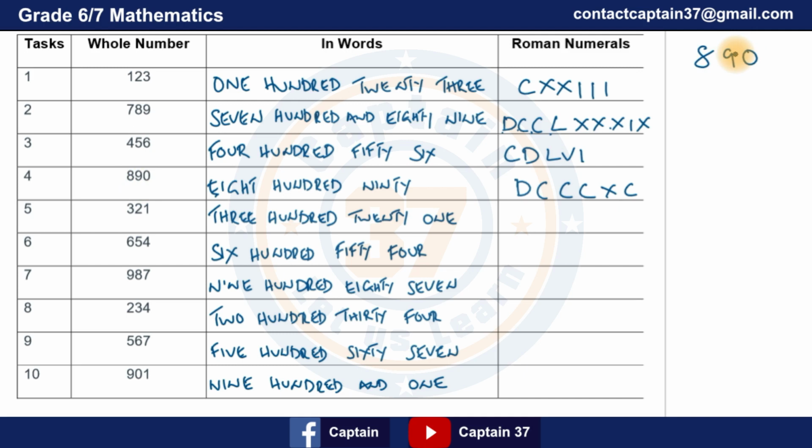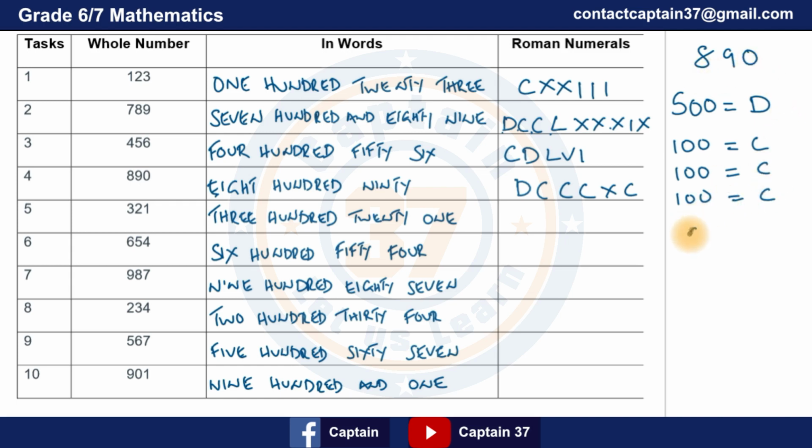In this 890, there is 500, and 500 is represented by the letter D. Then we need to take this 500 to 800. It means that we need to add 100, another 100, and a third 100. This 100 is represented by C, another C, and another C. DCCC means that we have got 800.